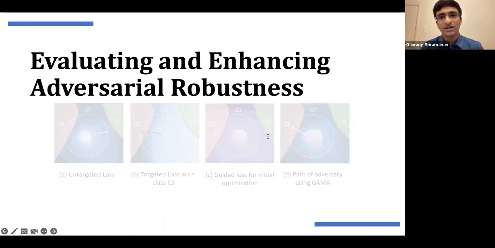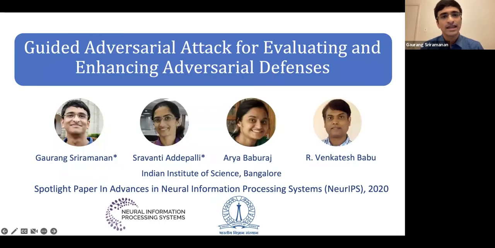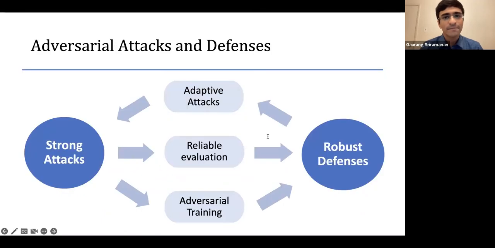I'll now present our work for evaluating and enhancing adversarial robustness. Namely, the following is material from our spotlight paper titled Guided Adversarial Attack for Evaluating and Enhancing Adversarial Defenses, which was joint work with my colleagues Shravanti and Arya and Professor Venkatesh Babu at the Indian Institute of Science. This was work which I did towards my bachelor's thesis.